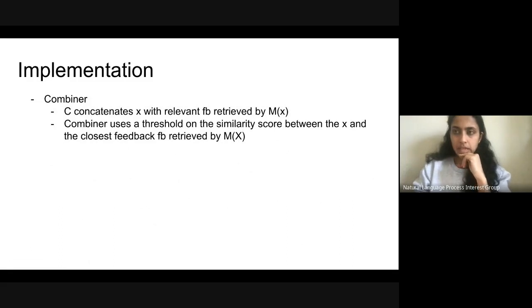And then C is the combiner. It concatenates X with relevant feedback retrieved from M of X, and the combiner uses a threshold on the similarity score between X and the closest feedback fb retrieved by M of X.